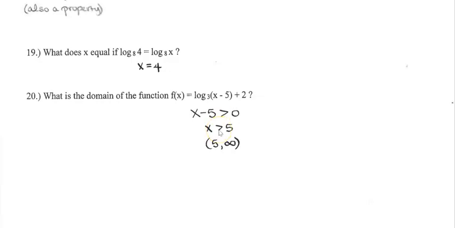So then I could add 5 to both sides, and I also could write that in interval notation. Doesn't matter what else they have out here in the equation. It's just whatever you're taking the log of has got to be greater than 0.